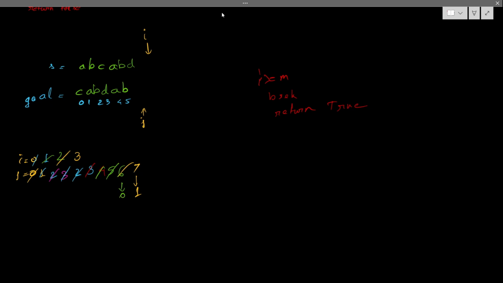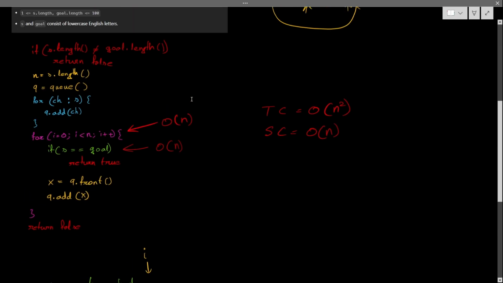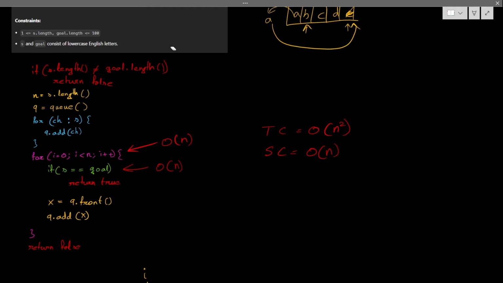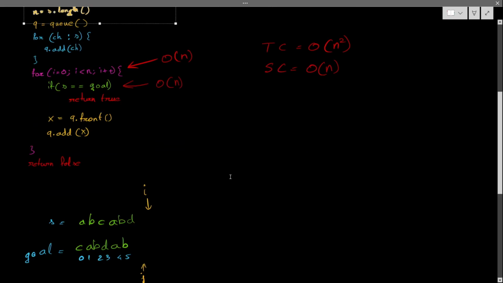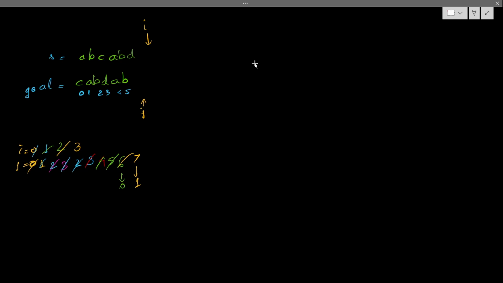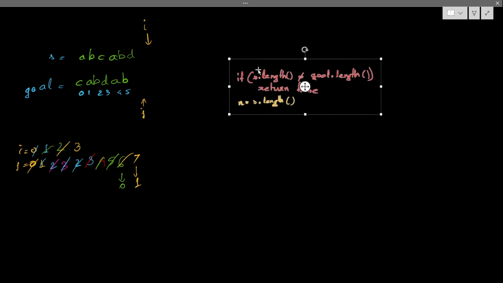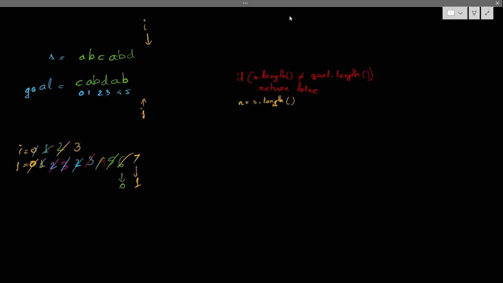Okay, so let's try to code it. Let's find the pseudocode. Initially the same case will be there as what I did earlier. Finding the length will be the same. Copy. See, it will be the same. Here one more thing is required, another length: m equals goal dot length.